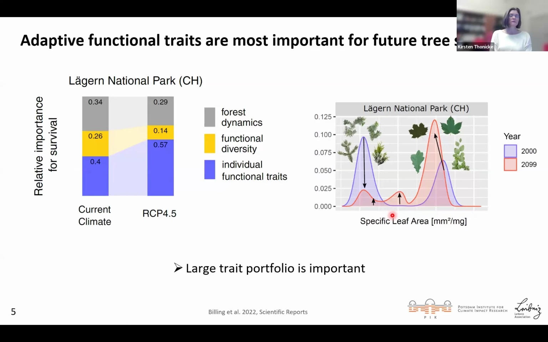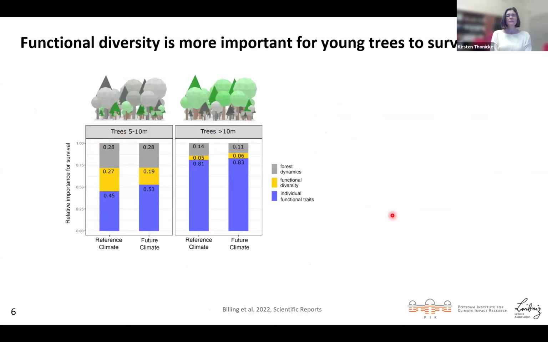This was the picture for considering the entire forest depth. And then Mike had the idea to say, okay, let us differentiate the picture and look at trees from the understory that are 5 to 10 meters high versus those that are up in the canopy. And so here we found that the importance is mainly driven by the understory trees, and it further reduces for the canopy trees. And so here it is even more important to have the correct individual functional traits for the local adaptation to the climate.